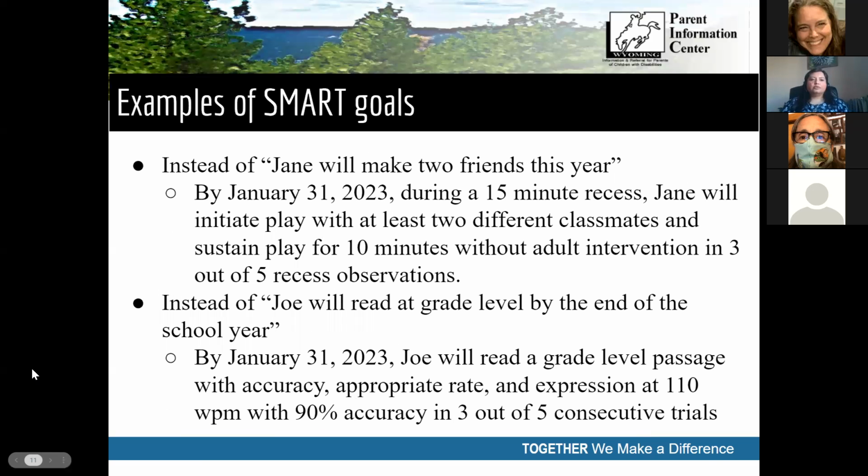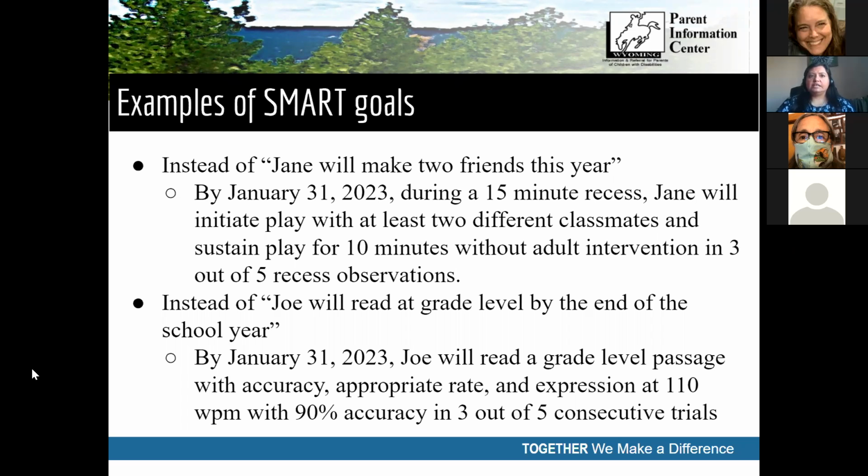So just some examples. Jane will make 2 friends this year. Well, a better goal would be: by January 31st of 2023, during a 15-minute recess, Jane will initiate play with at least 2 different classmates and sustain that play for 10 minutes without adult intervention in 3 out of 5 recess observations. So here it's now time-bound, instead of she's just going to make 2 friends this year. We've given it some data that we can actually measure and observe.